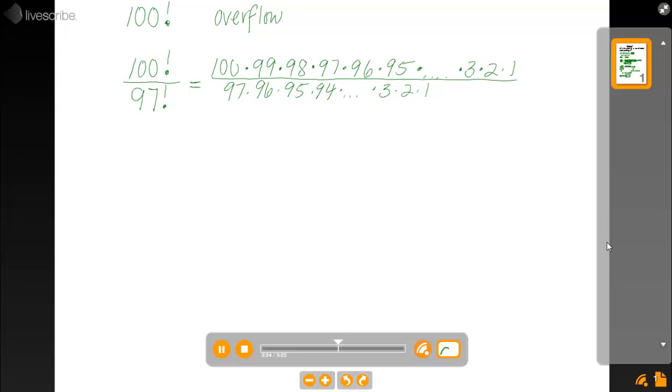Do you see any common factors in the numerator and the denominator of this fraction? There's a lot of them: 3, 2, 1, 97, 96, 95. Actually, everything 97 and below will cancel. So that quotient is really just equal to 100 times 99 times 98, which is not too large for the calculator. We could actually figure out what that number is. I don't really care to right now. I'm going to leave it like that.